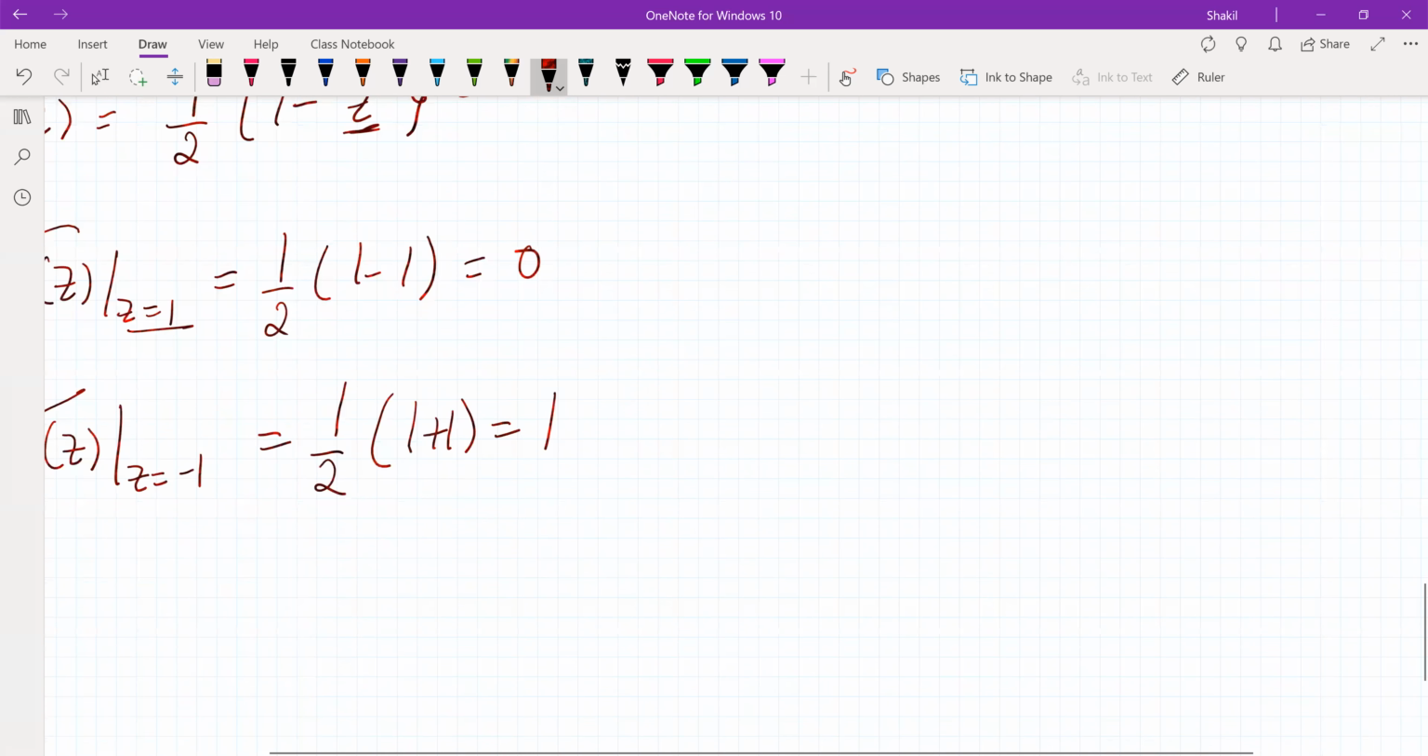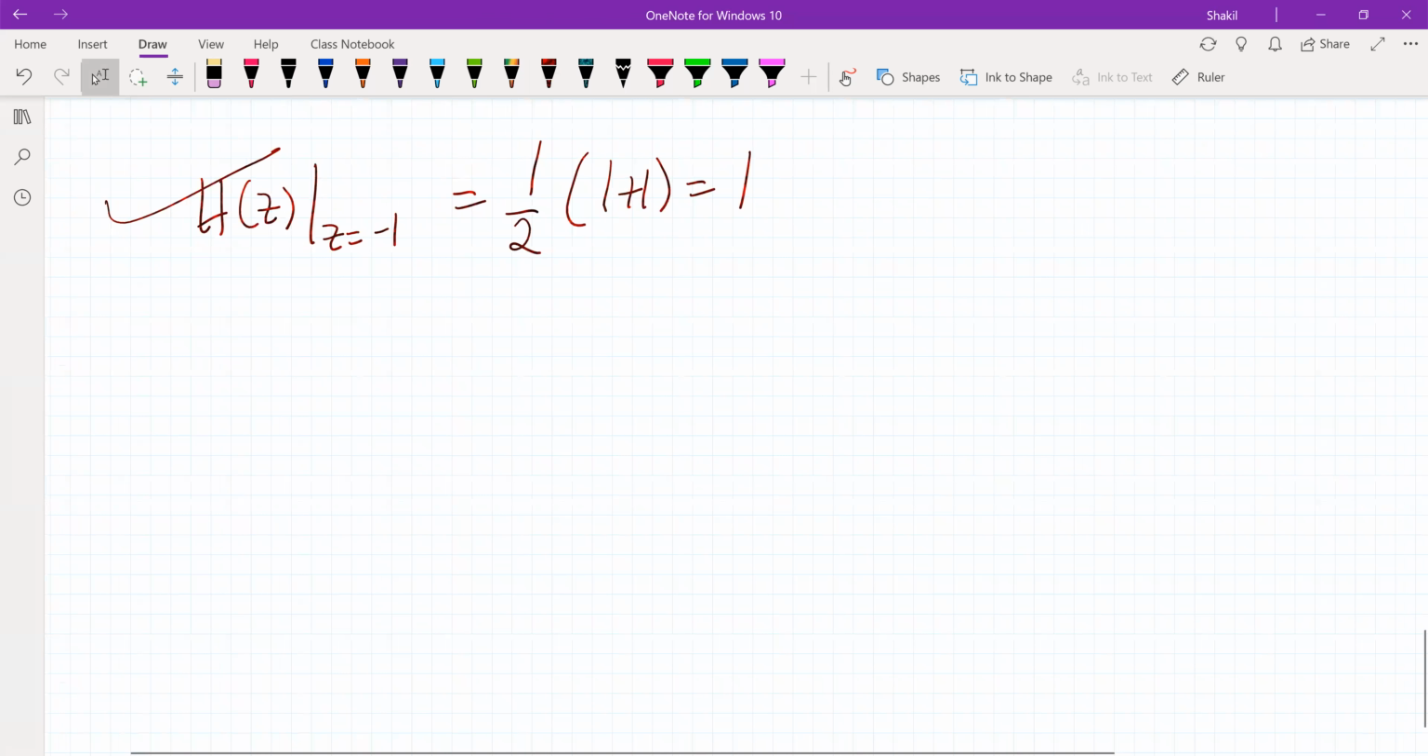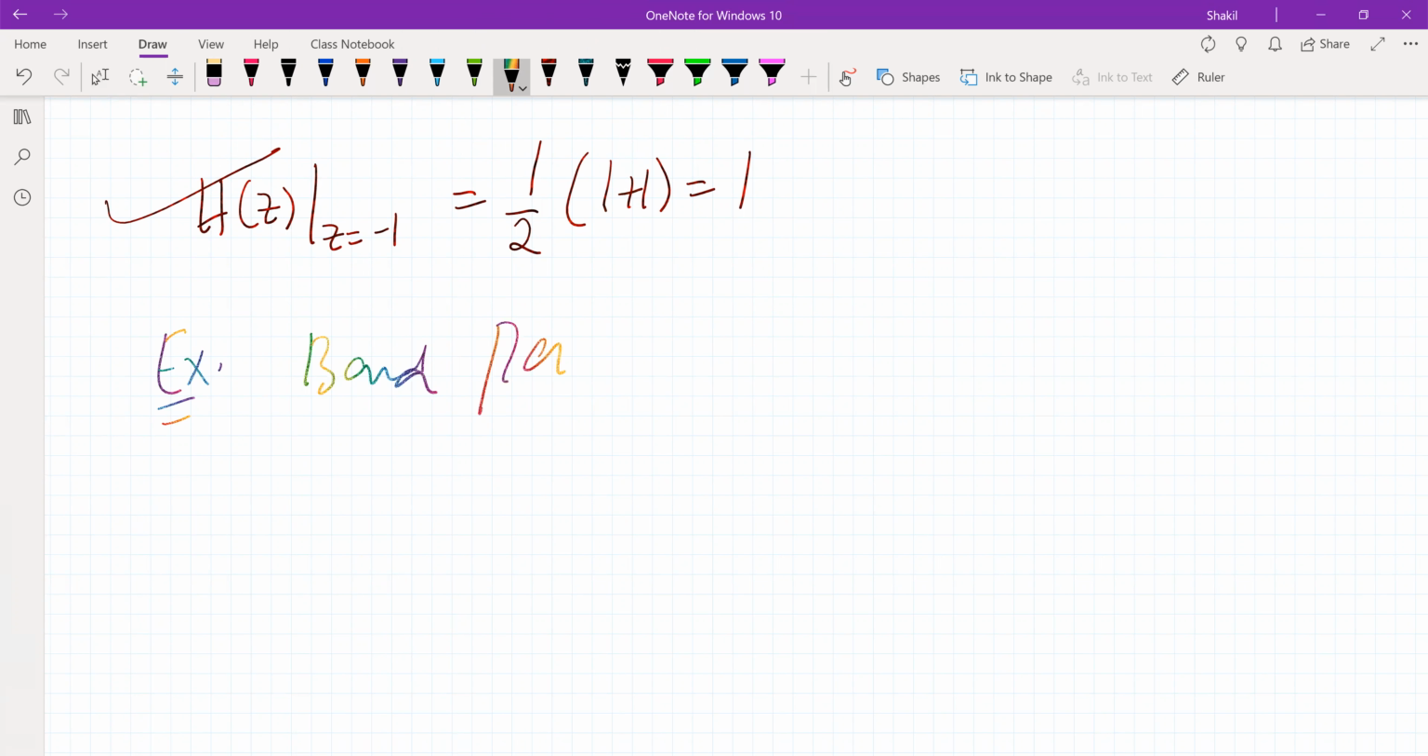All right. Now an example of a band stop filter. Example of a band pass filter. Let's do the band pass filter first. Now we can obtain a band pass filter by combining a low pass and a high pass filter. This is very simple. So the impulse response of this will be simply 1 by 2.